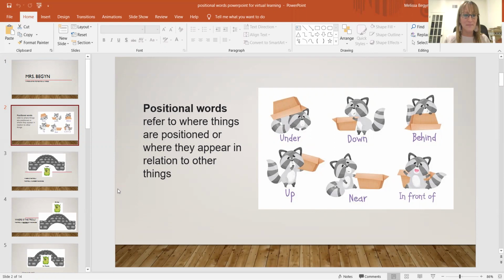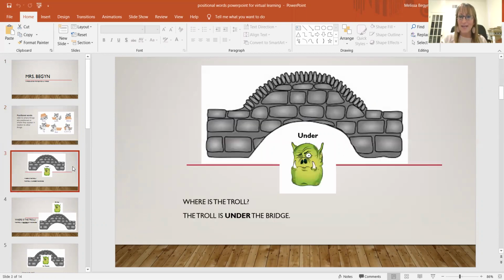So let's get started. We've been talking about fairy tales this week, and it's going to continue next week in the short week before holiday break. We are going to start next week off with our favorite book, The Billy Goat Gruff, which we've read a few times before. It is a great fairy tale to use when we're talking about positional words. We're going to look at this picture, and the question says, where is the troll?